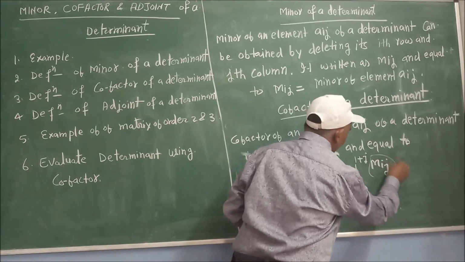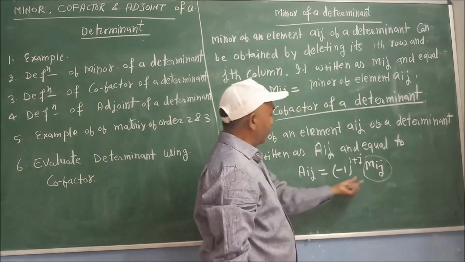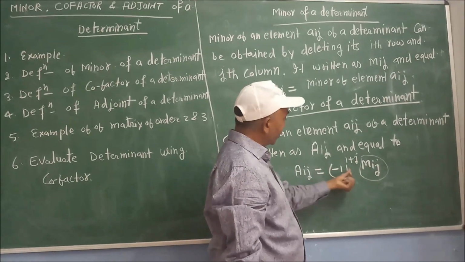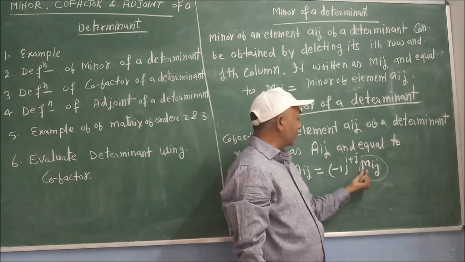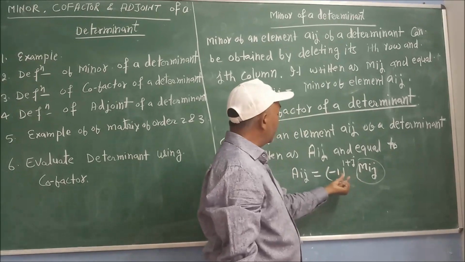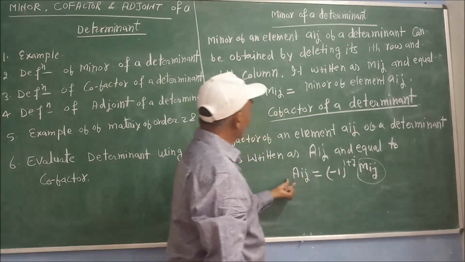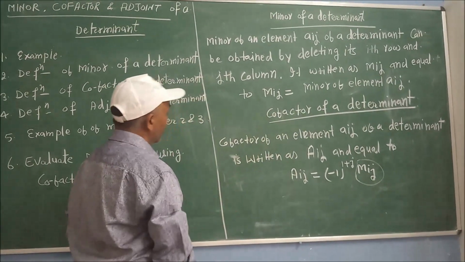This Mij is minor of the determinant, and before it we have to write minus 1 to the power i plus j. That means we have to find what is the sign of the minor. If we write sign of the minor, it becomes cofactor of the determinant.